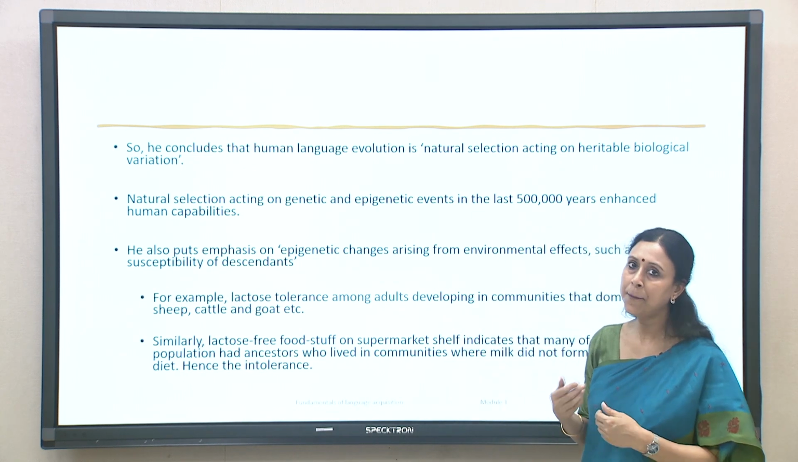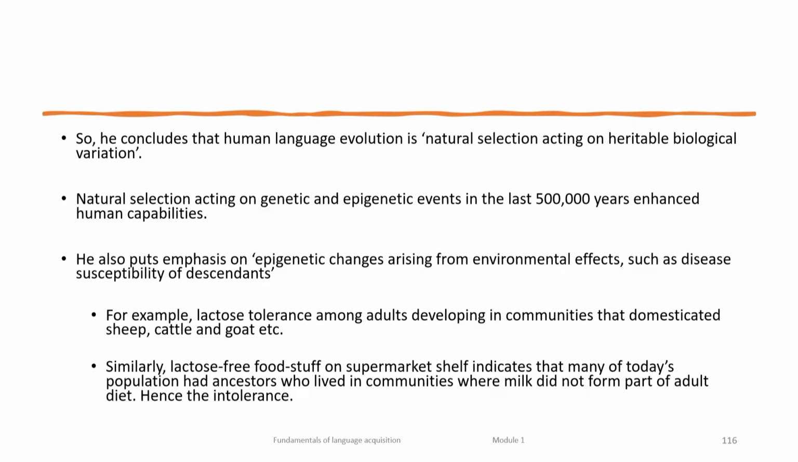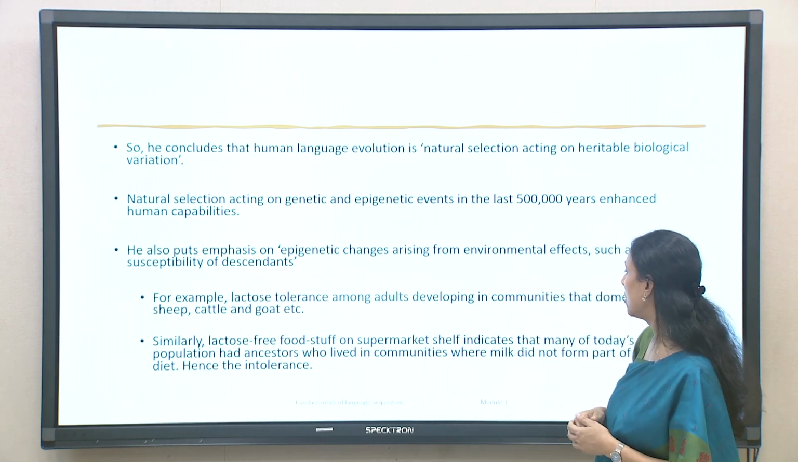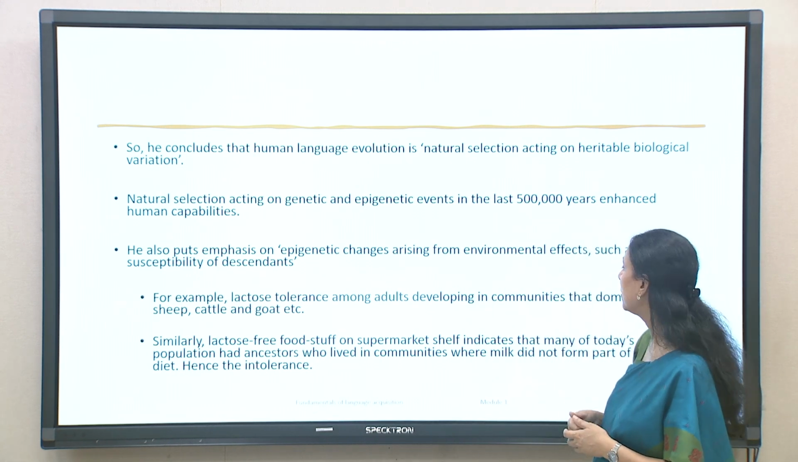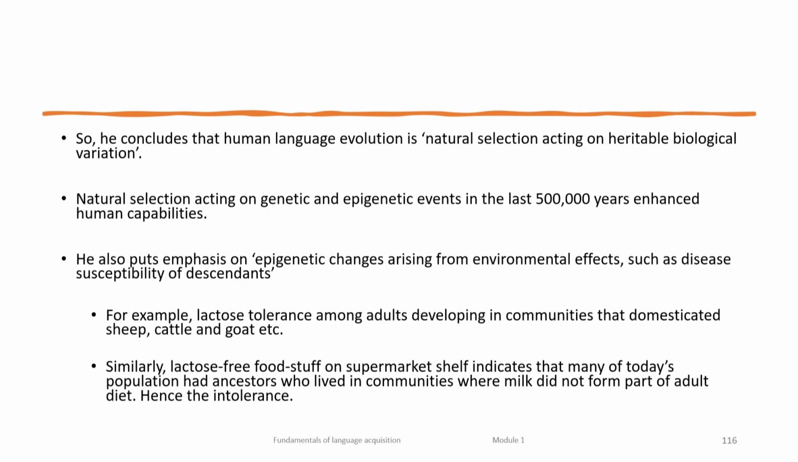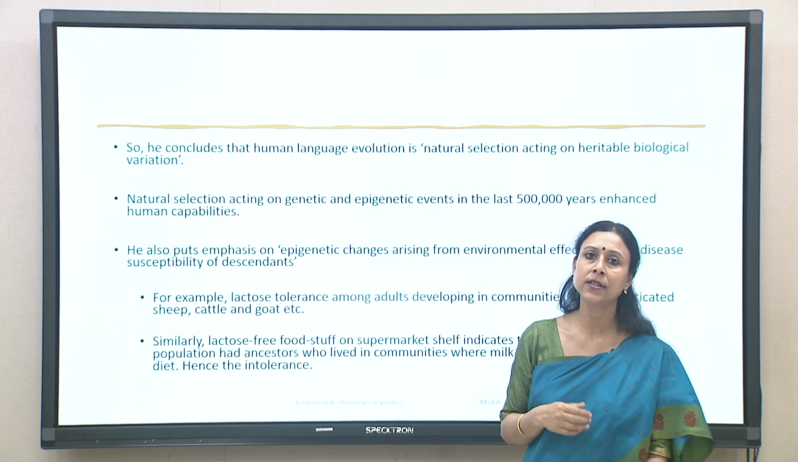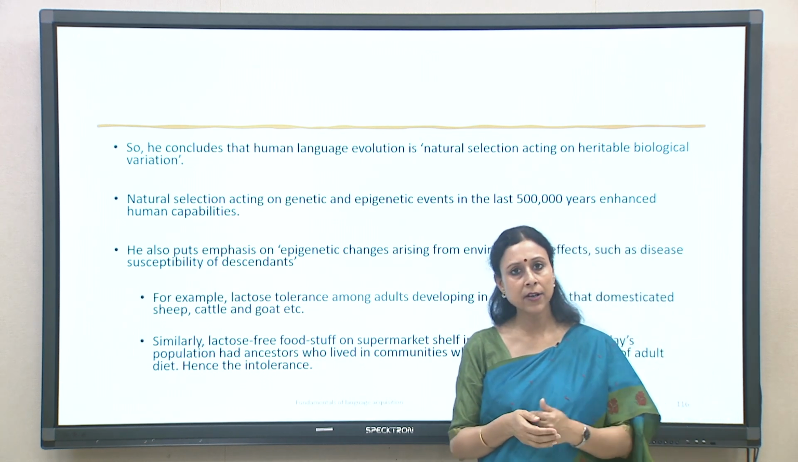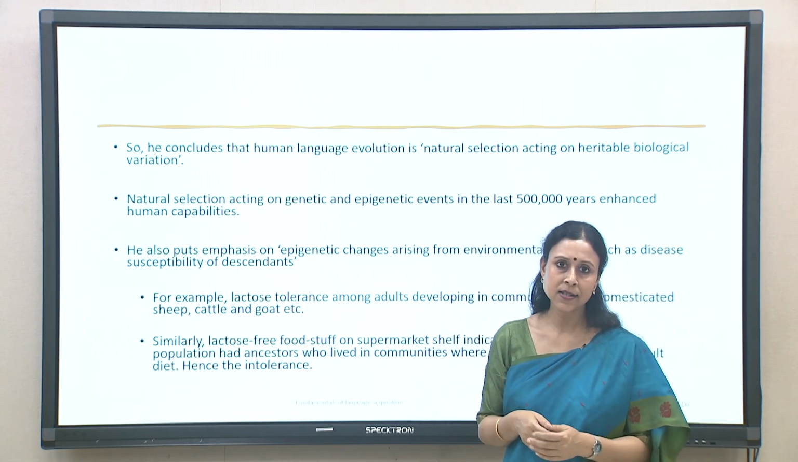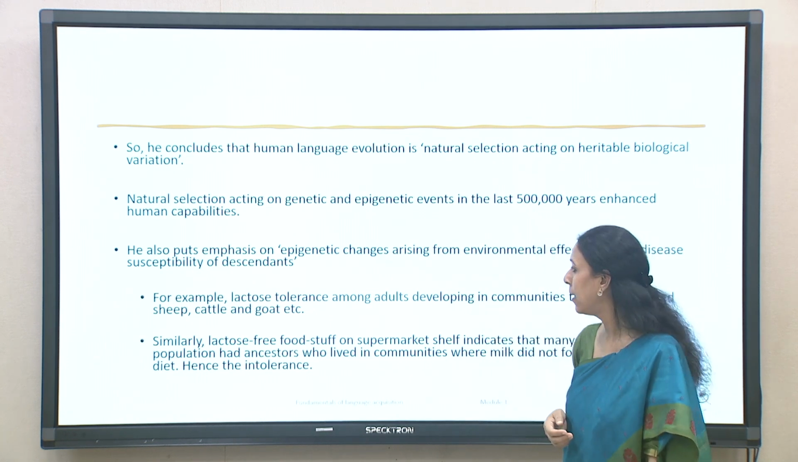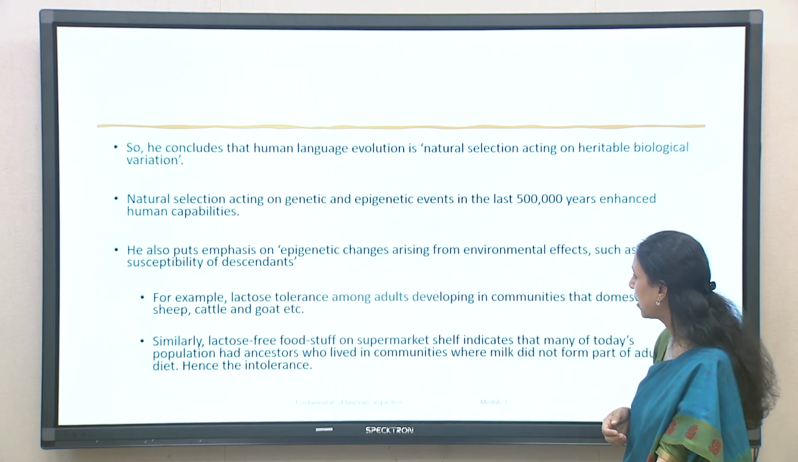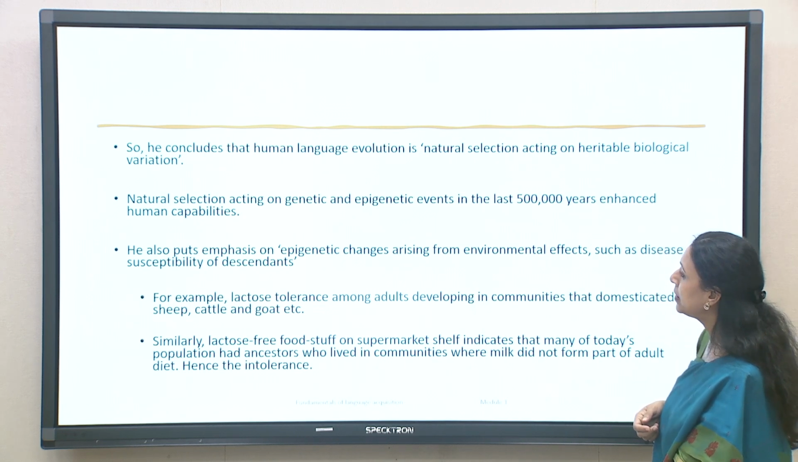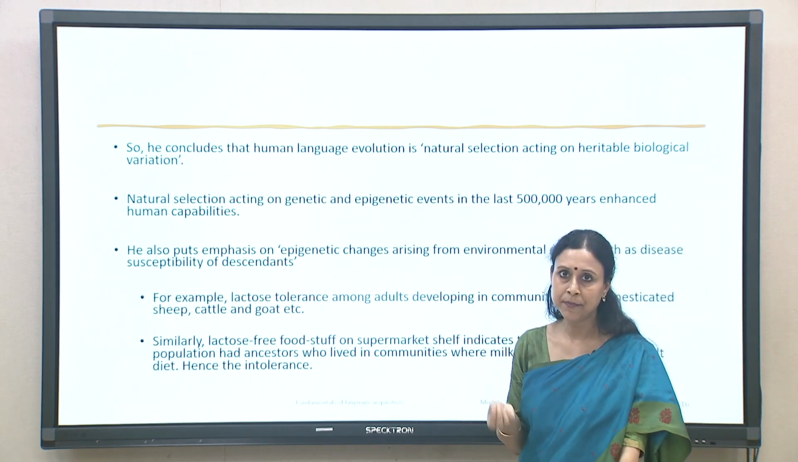On the other hand, you have people who probably did not go through this, so you can deduce that this did not become part of their genetic inheritance. Those people probably lived in communities where milk was not part of the dietary practices, as a result of which there are people who are lactose intolerant. So, these kinds of epigenetic factors combined with the genetic underpinnings are how human evolution happened according to Lieberman. Disease susceptibility is one of the examples that he gives.